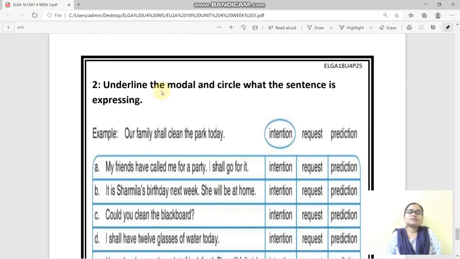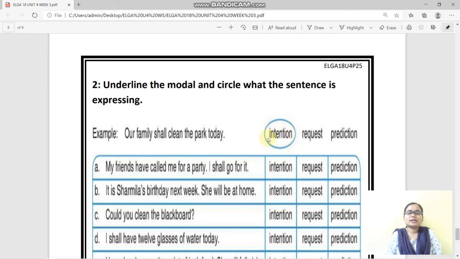Now let's move towards the next. Underline the modal and circle what the sentence is expressing. You can see here an example is given for you all, and in this example you are supposed to observe what the sentence is expressing. Our family shall clean the park today. So here we have three options: intention, request, prediction. Among these three, which do you think is correct? Yeah, great. It is expressing intention.